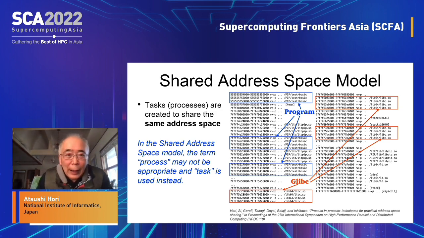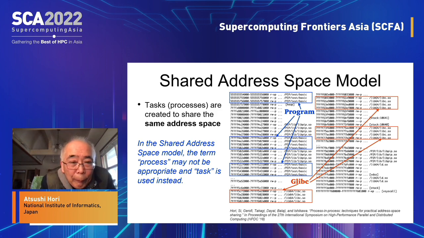Now, the shared address space model. It's a little bit hard to explain. Here is an example of a memory map. In this example, there are three tasks running. Three tasks derived from one program are running and sharing the same address space. As you can see, there are three programs and three glibc mappings.